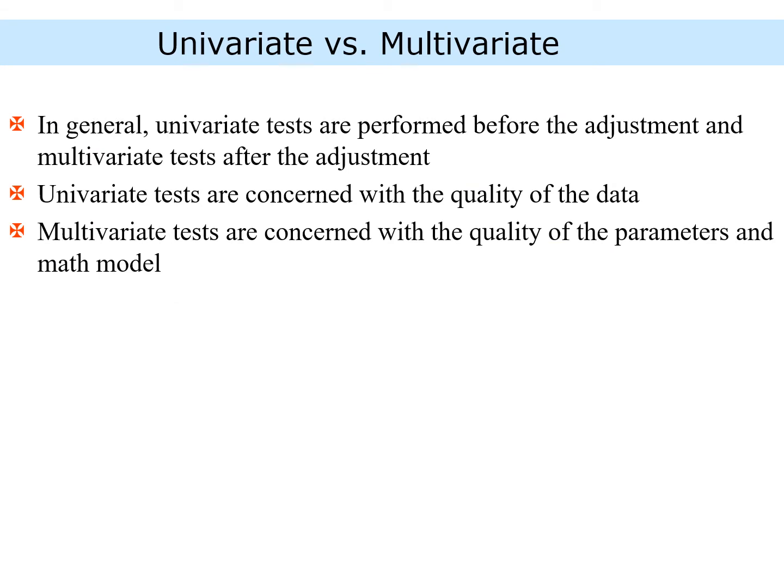In general, univariate tests are performed before the adjustment, and multivariate tests are performed after the adjustment. Well, as I say, we may have a stepwise adjustment, in which case we may have these parameters as the adjustment is being performed. Univariate tests are concerned with the quality of the data. Multivariate tests are concerned with the quality of the parameters and the mathematical model.